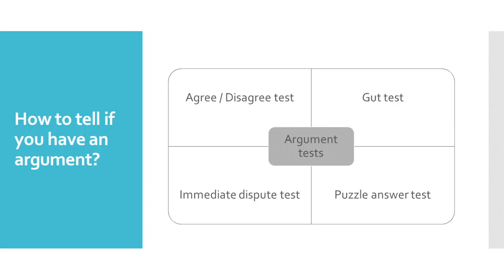Second test is the gut test. If you say the statement out loud, do you feel calm and normal, or do you feel that you are on the edge? If you are feeling calm and normal, that indicates that you don't have an argument. Because the latter signals that you are about to get into a dispute with scholars, which actually shows that it is more of an argument.